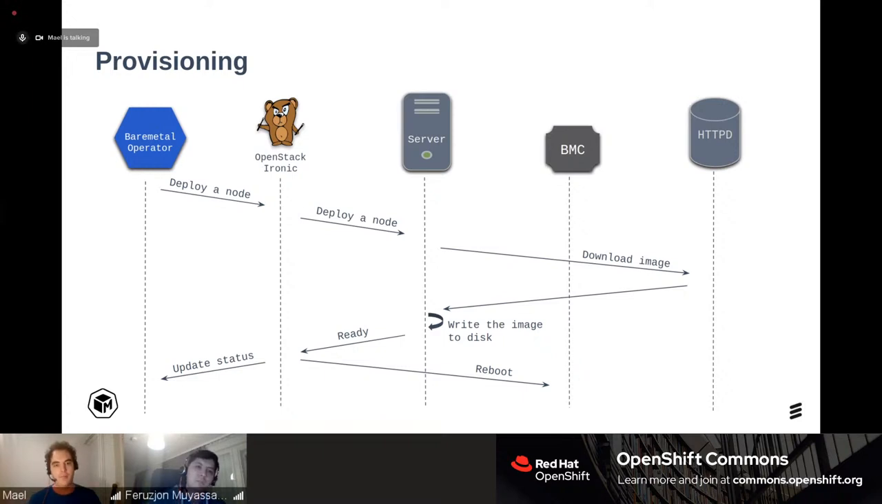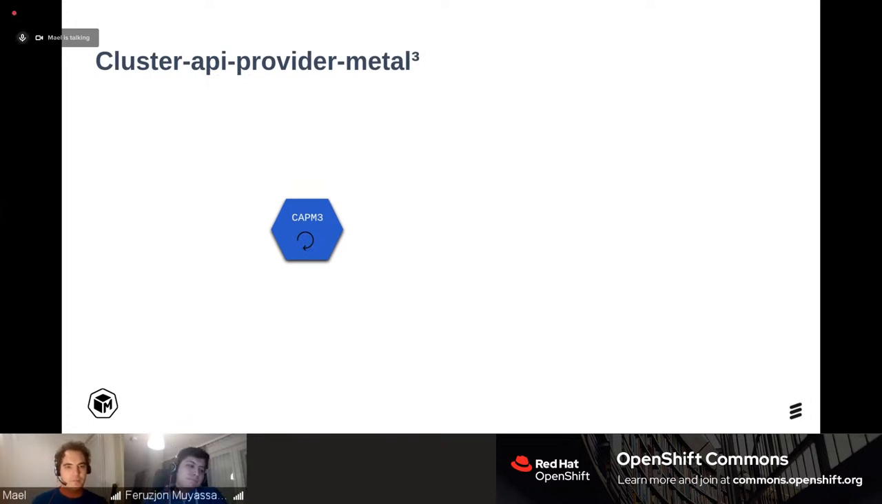So for the provisioning, same thing: the bare metal operator will start talking with Ironic, and Ironic will boot the IPA again on the server and then instruct it to deploy the node. The IPA in that case will download the image from HTTPD and write it to the disk. If you're downloading the image in some specific formats like QCOW2, they will need to be uncompressed and adapted. But basically, at the end, it will write the raw image to the disk. Once it's ready, it will send a signal to Ironic that will then trigger a reboot, and the bare metal operator will then update the status and say, "Hey, there you go, your node is ready. You have it provisioned." So yeah, that's it for the provisioning.